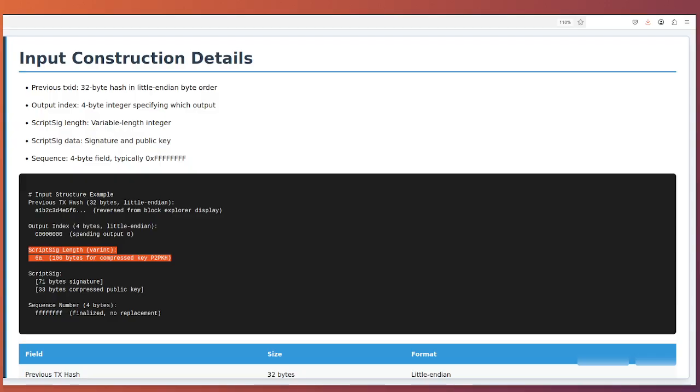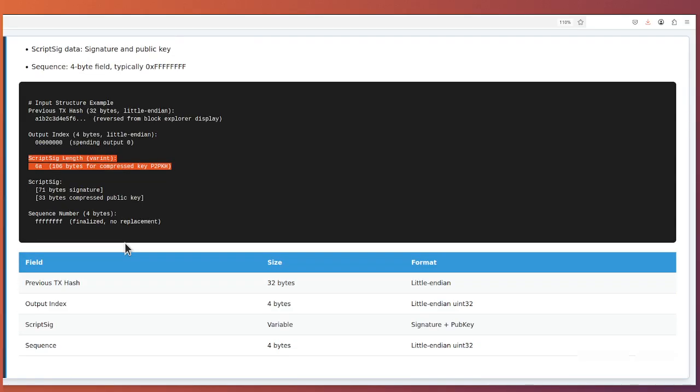The ScriptSig itself, as we discussed earlier, contains the signature and public key. The signature includes a DER-encoded ECDSA signature followed by a SIGHASH type byte. The public key is either the 33-byte compressed format or 65-byte uncompressed format. Both the signature and public key are prefixed with their lengths as single-byte push operations, which are opcodes in the Bitcoin script that tell the interpreter how many bytes to read for each element.